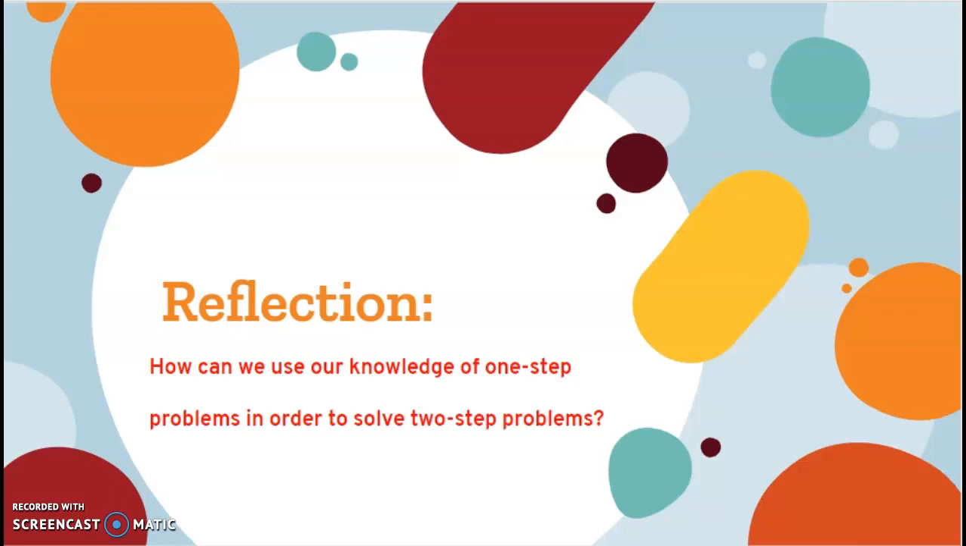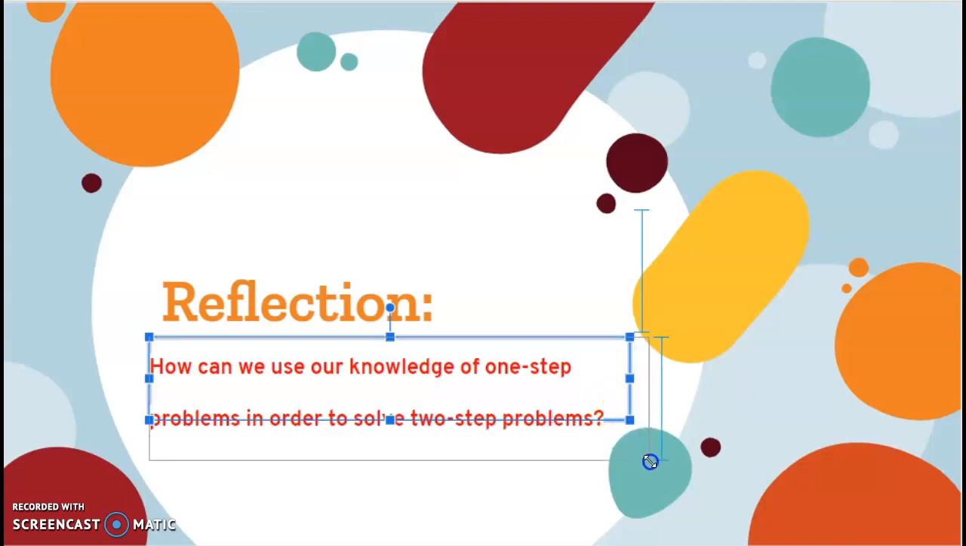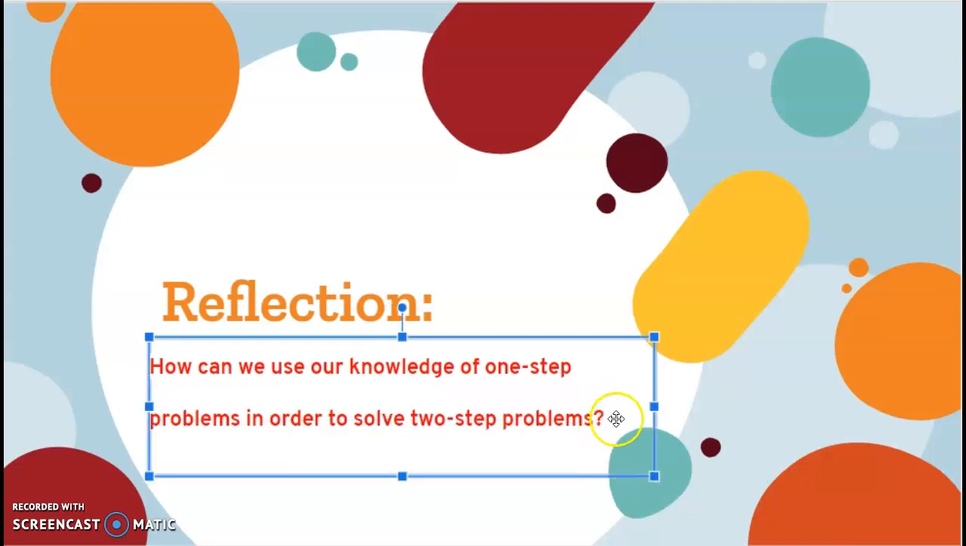Make sure that you respond using complete sentences, and you want to pretty much restate the question, what the question is saying. The question is asking, how can we use our knowledge of one-step problems in order to solve two-step problems?